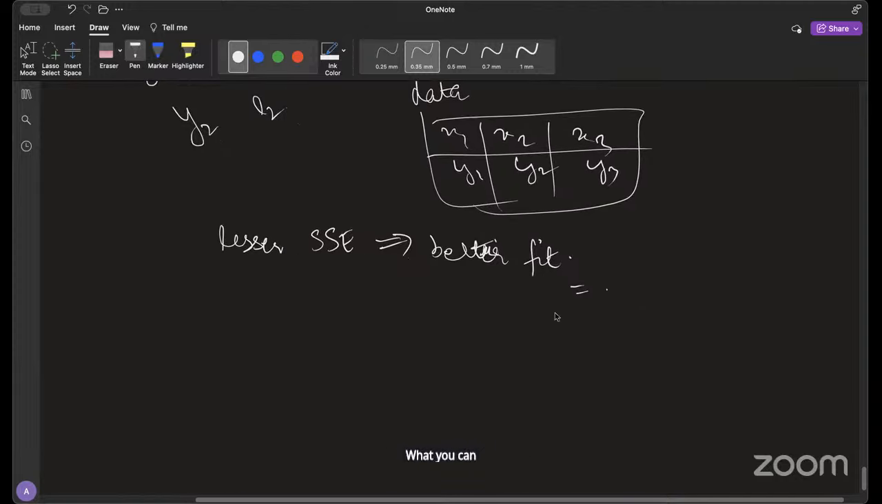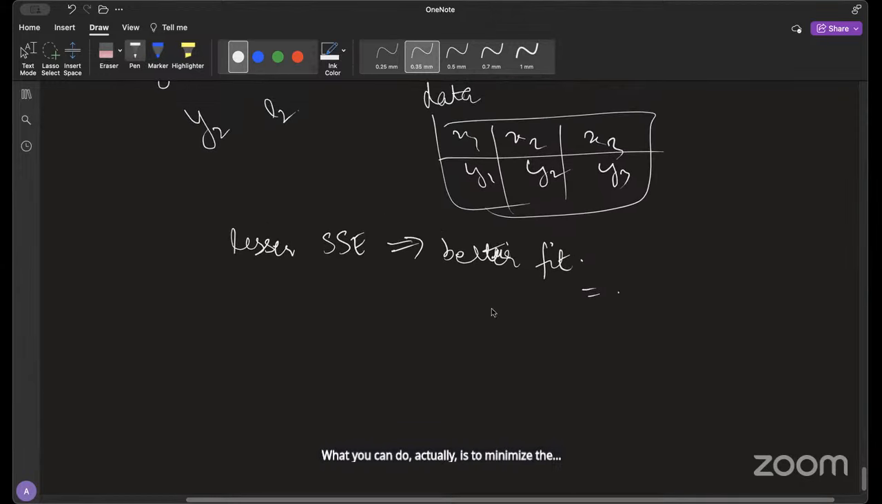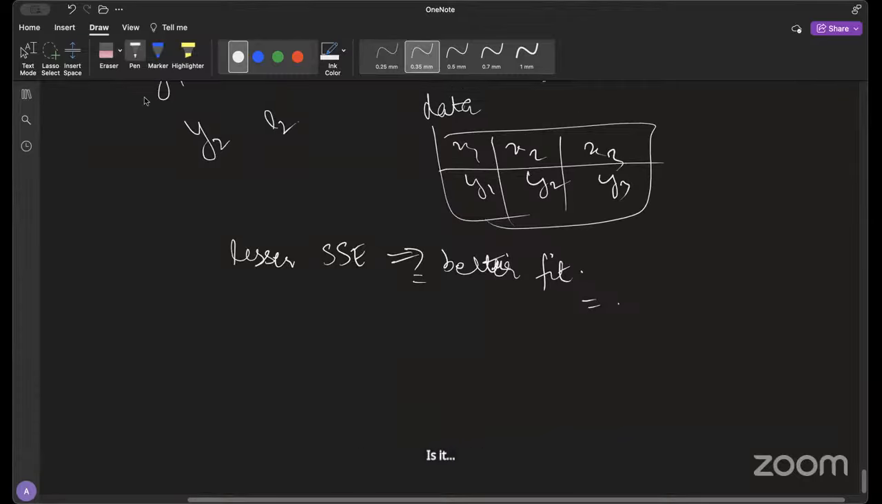What you can do actually is to minimize the, what's the question? To minimize the SSE. Is it? Can you repeat the question again? Your voice is not clear, can't hear. Can you speak clearly?